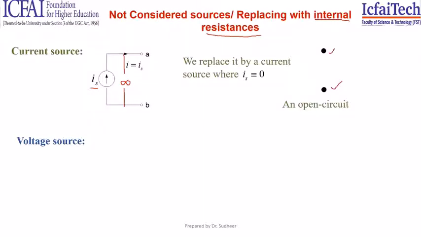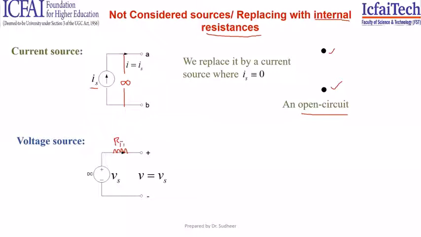So whenever you are applying the superposition theorem and you are considering the first voltage source, you have to replace all other voltage and current sources in the circuit. Wherever there is a current source, replace that current source with an open circuit. Now coming to the voltage source. The internal resistance of an independent voltage source is 0.